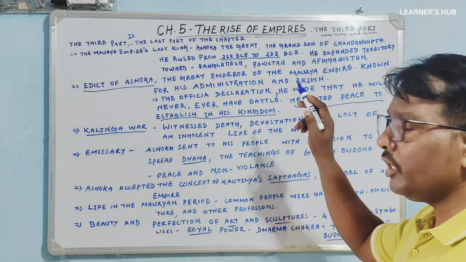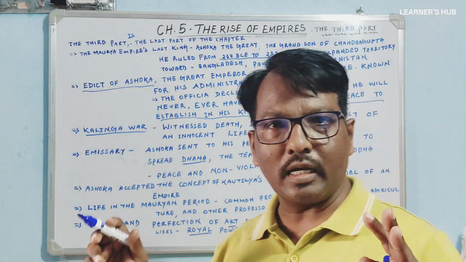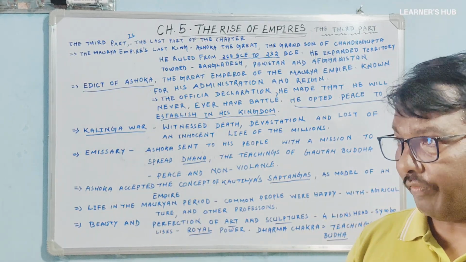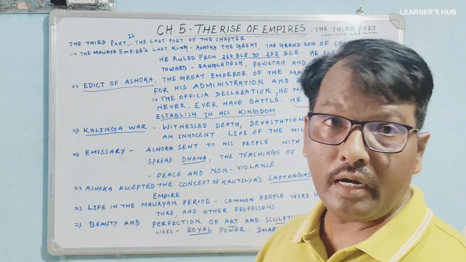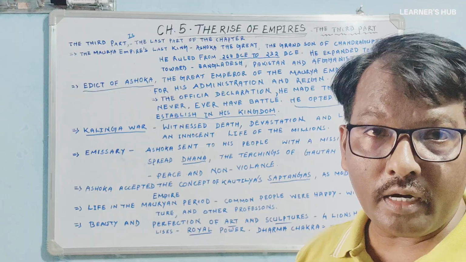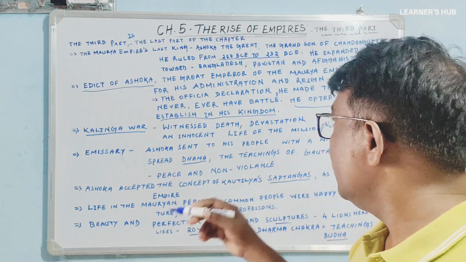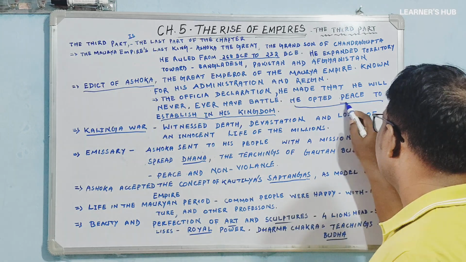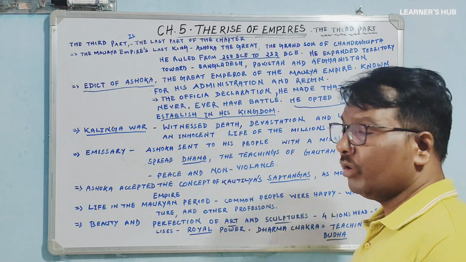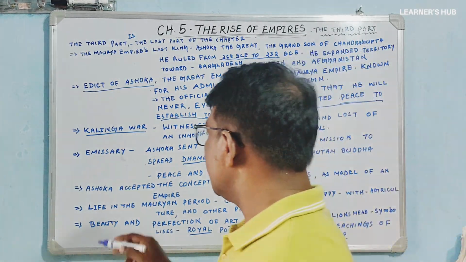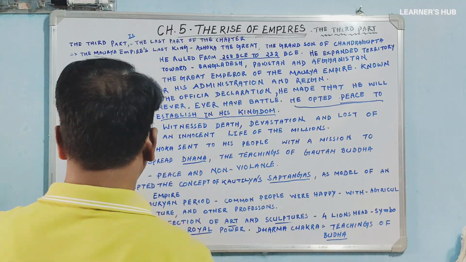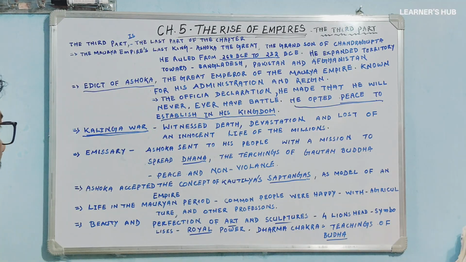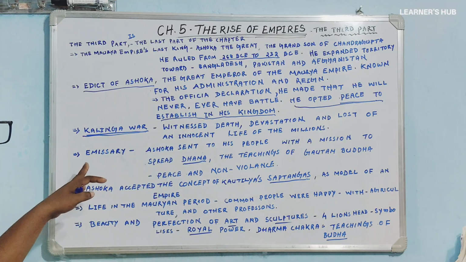This is why he stops his battle with the Kalinga war, witnessing a lot of death and devastation that made him cry and mourn, and he stops war and opts to establish peace and harmony in his kingdom. My dear children, the Kalinga war is known in history. That I have already explained to you.